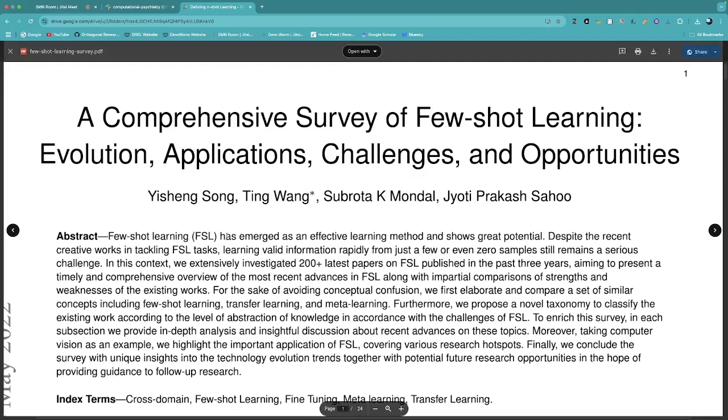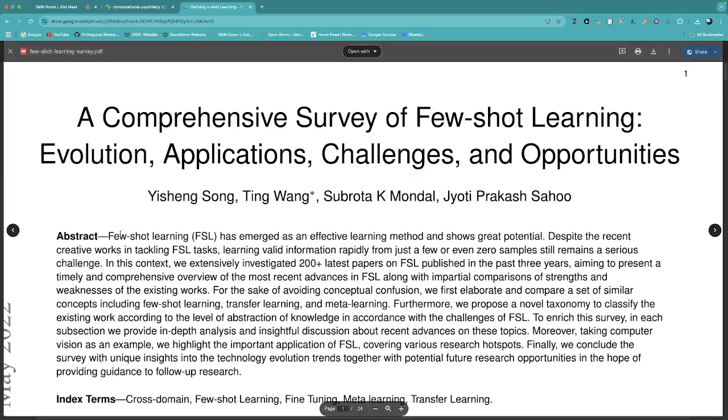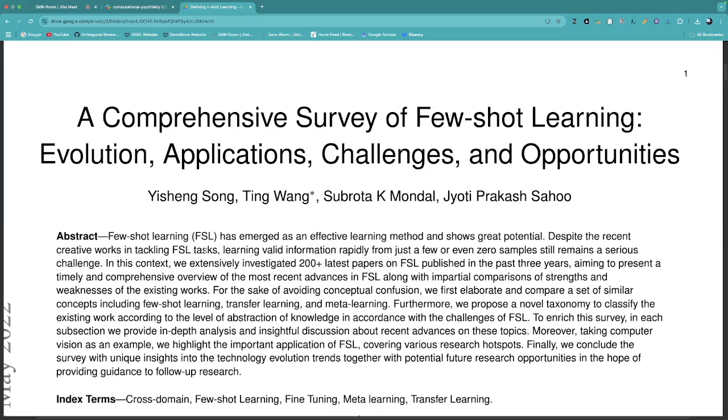Few-shot learning, or FSL, has emerged as an effective learning method and shows great potential. Despite the recent creative works in tackling FSL tasks, learning valid information rapidly from just a few or even zero examples still remains a serious challenge. In this context, we extensively investigated more than 200 latest papers on FSL published in the past 3 years, aiming to present a timely and comprehensive overview of the most recent advances in FSL, along with impartial comparisons of strengths and weaknesses of the existing works.